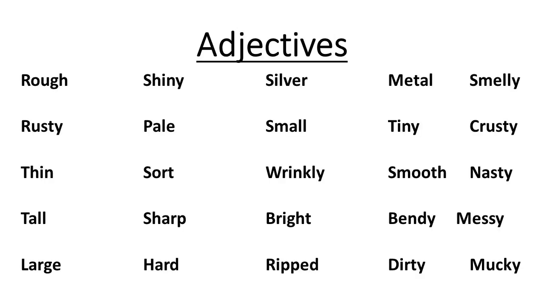Here are the adjectives we would like you to order: rough, shiny, silver, metal, smelly, rusty, pale, small, tiny, crusty, thin, soft, wrinkly, smooth, nasty, tall, sharp, bright, bendy, messy, large, hard, ripped, dirty, mucky.